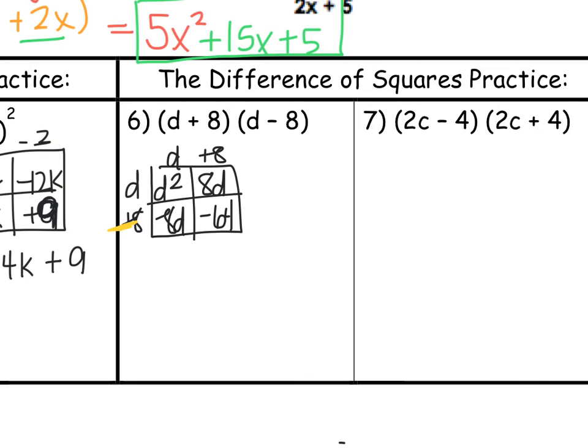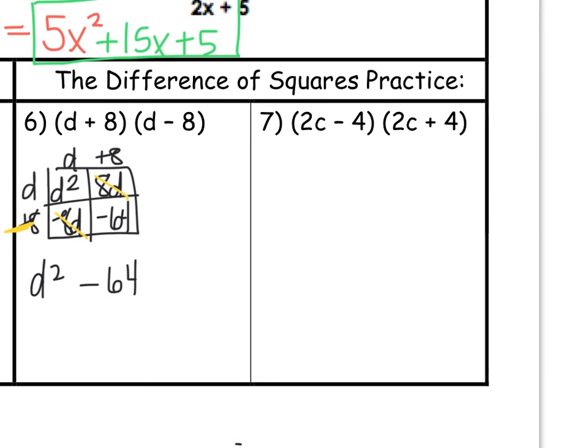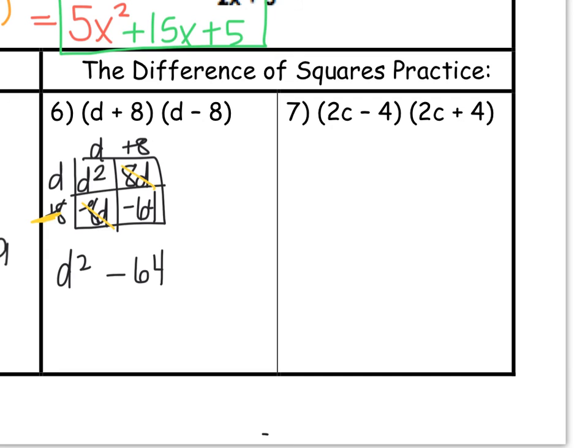So when we combine these, we get d squared. These two cancel because one's negative and one's positive, and we end up with d squared minus 64. So if you have a plus and a minus, it ends up canceling out the middle term, and we are just left with d squared minus 64. Okay, so try example number 7. If you want to make the box, make the box. If you want to do the distributive property, do the distributive property. And then pause the video and check your answer.